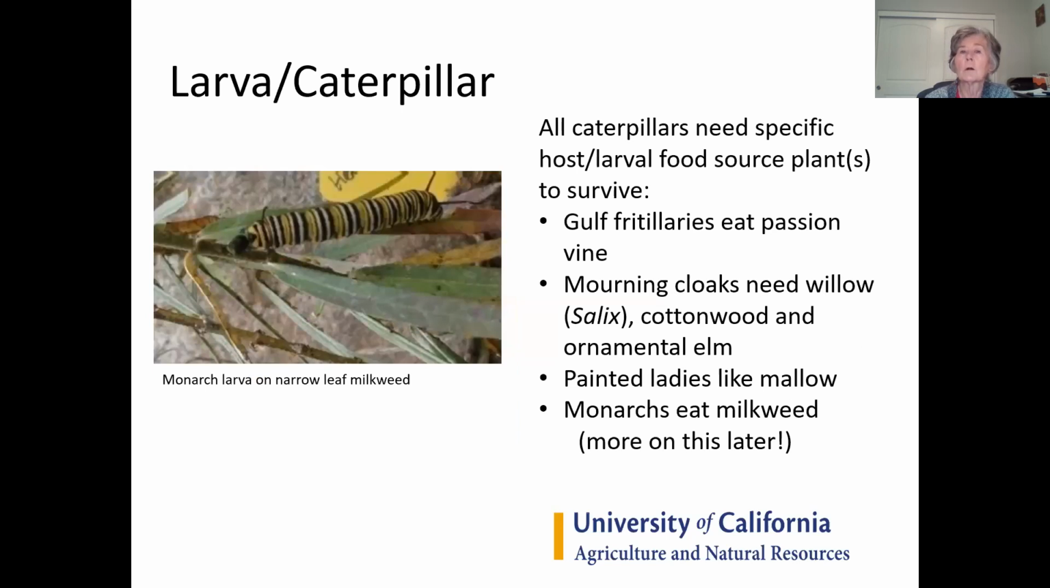The larva caterpillar stage. All caterpillars need specific host plant food sources to survive. As I mentioned already, different species of butterfly have different specific food that they need. For example, Gulf fritillary eat passion vine. Mourning cloak need willow, cottonwood, and ornamental elm. Painted ladies like mallow. Monarchs eat milkweed, and we will talk more about this later. And you see a photograph here of the monarch larvae on narrow leaf milkweed, one of their food sources.